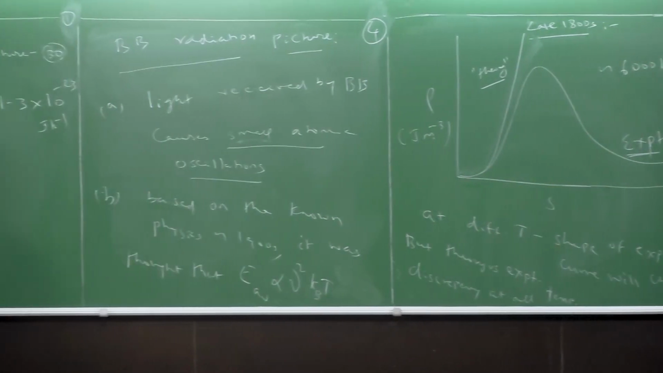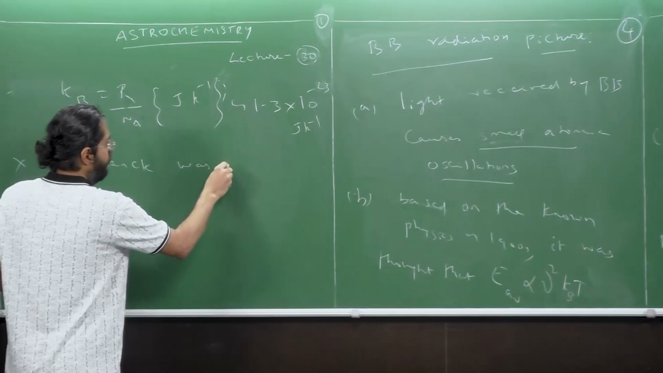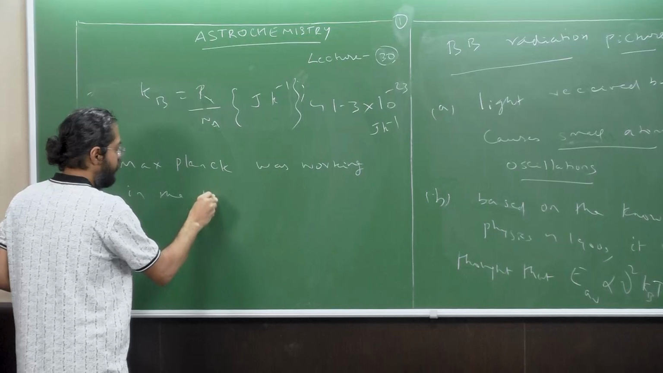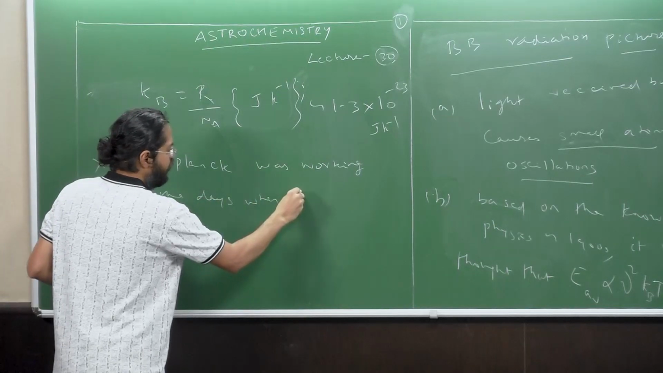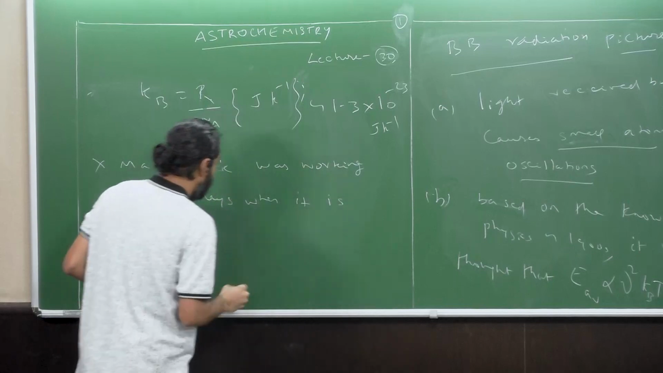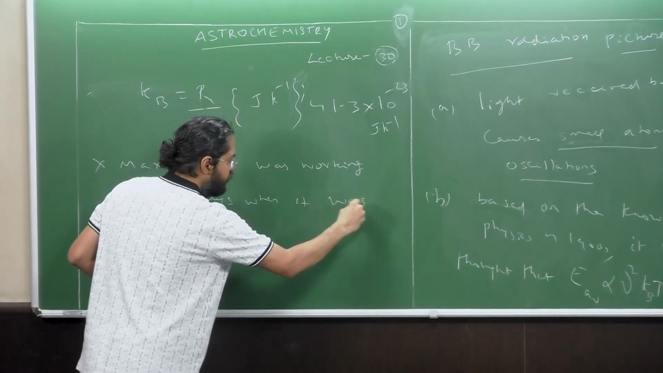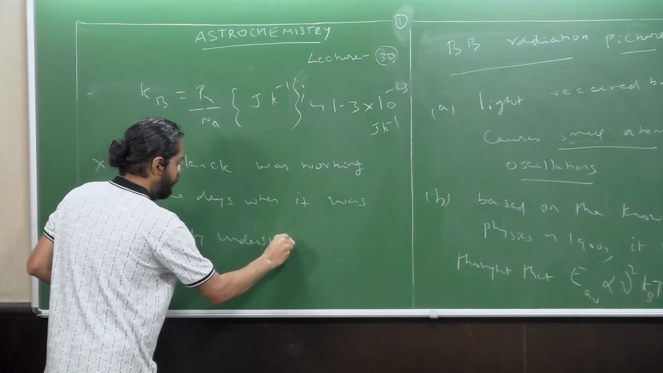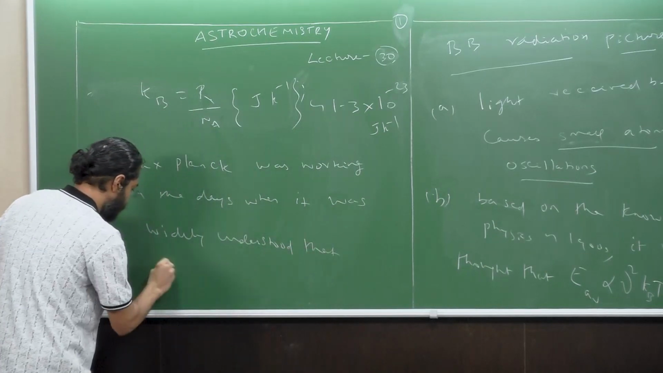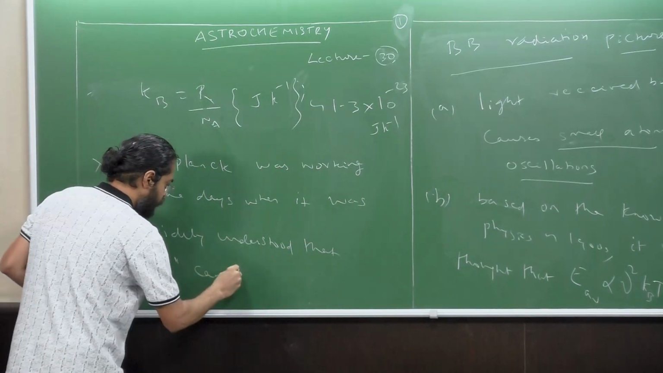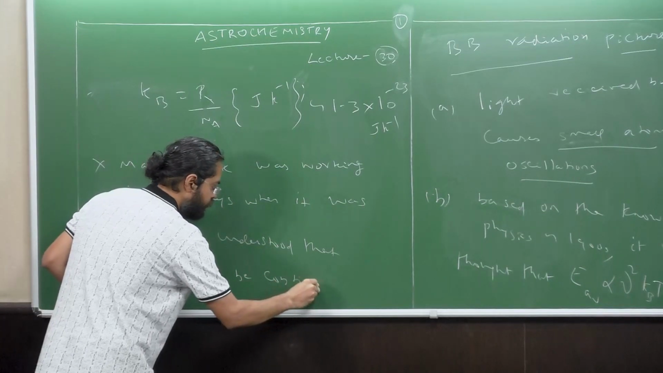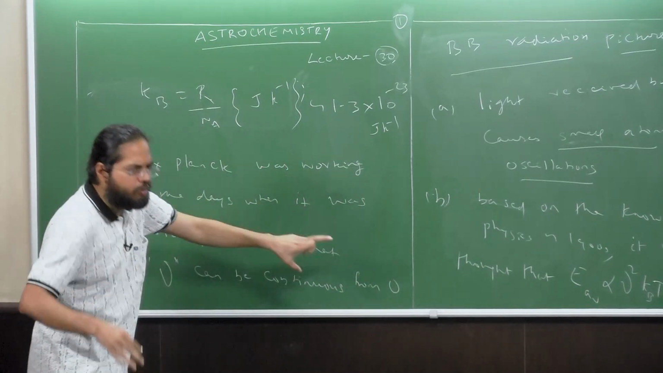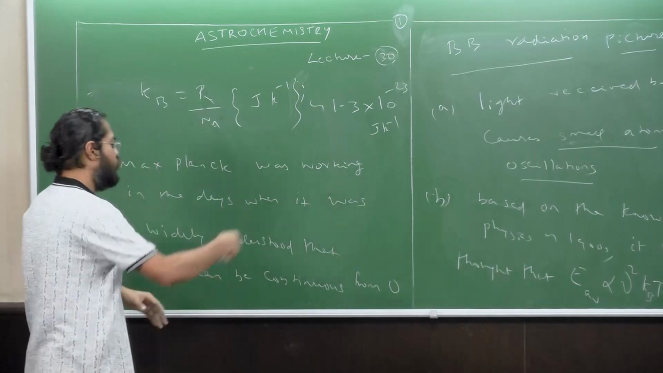A priori, Max Planck was working in the days when it was widely understood that nu can be continuous from 0 to any positive number. I mean, we're talking about the numerical value, not the units.